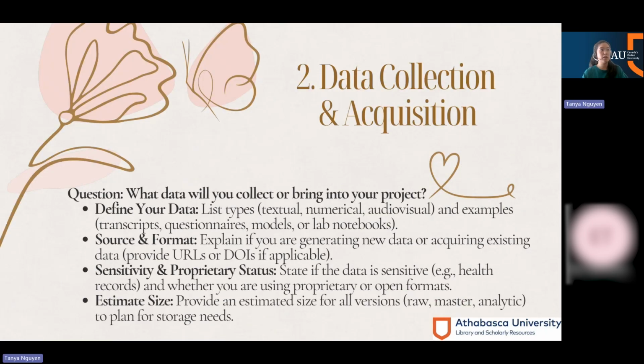So the next section that we see in data management plans, specifically the simplified one from the Alliance, is data collection and acquisition. So you want to consider what types of data you'll be working with. And these could range from textual data, such as transcripts, to numerical data, like survey results, or even audio-visual content. So be clear in listing specific examples, such as questionnaires or lab notebooks. This helps in understanding the scope of your project.